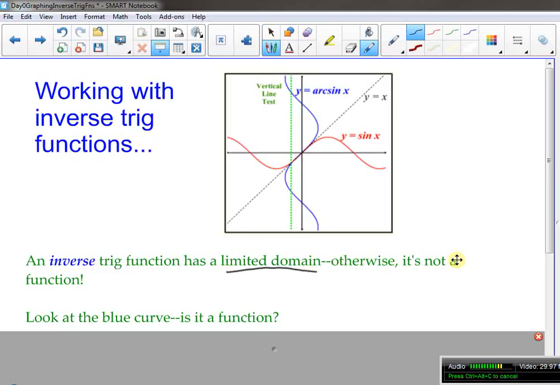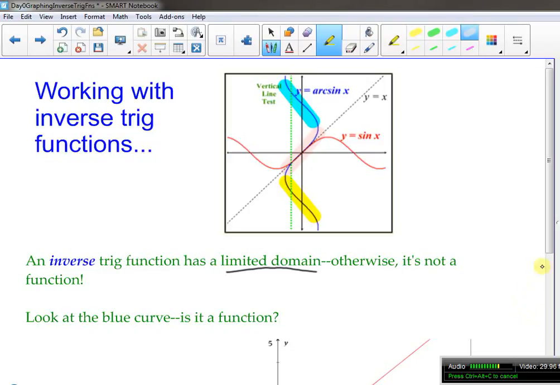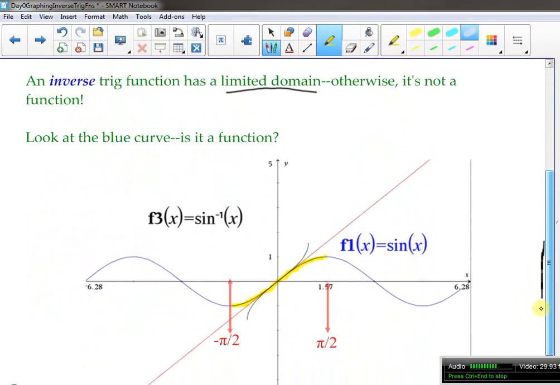And the reason it has a restricted domain is because we need it to pass this vertical line test. What does that mean? It means that we can take any one section of this curve. If I were to talk about just this yellow section, that would pass a vertical line test. If I talked about just this highlighted blue section, that would pass a vertical line test. If I talked about just the pink section, that would pass a vertical line test. So as long as I can appropriately restrict the piece I'm talking about, I can call it a function. And that's what we're going to do. We're going to be restricting the piece we're talking about.